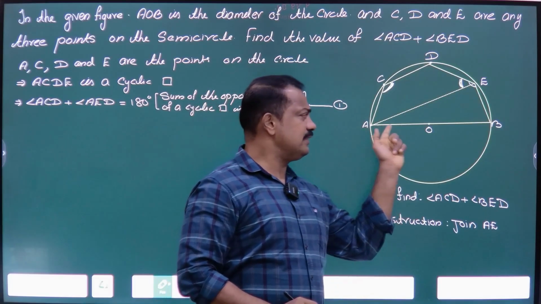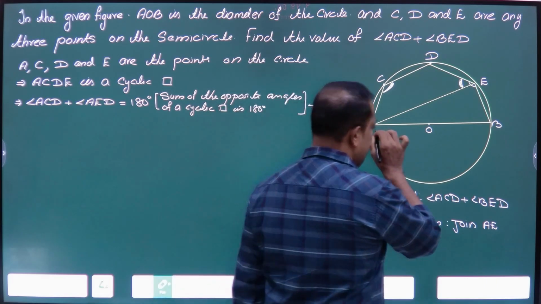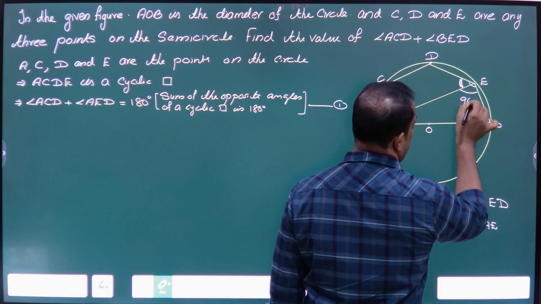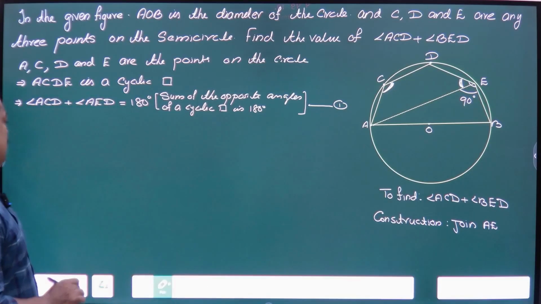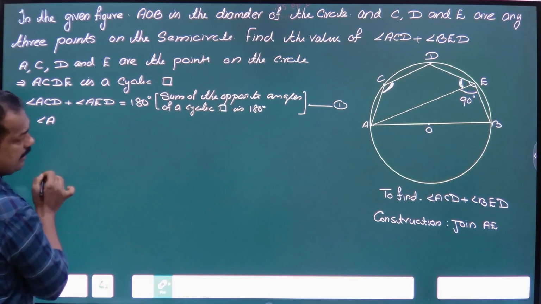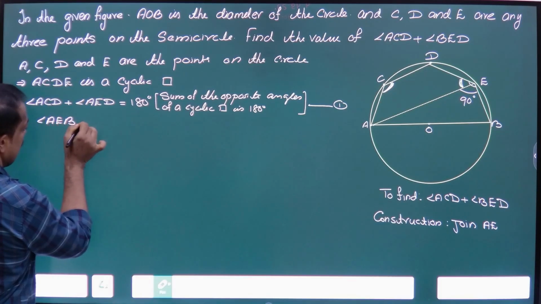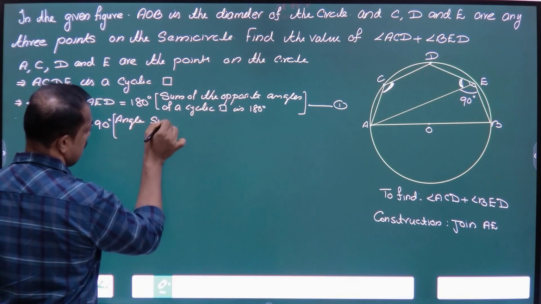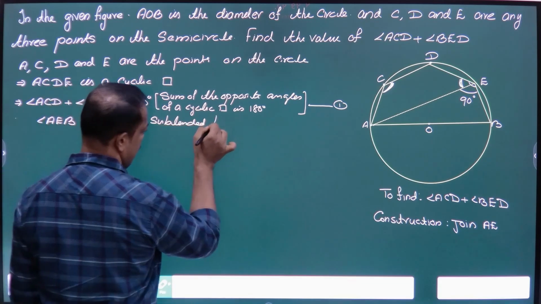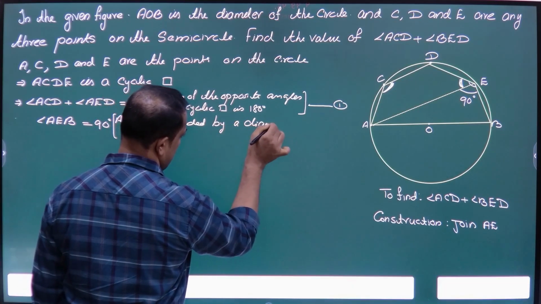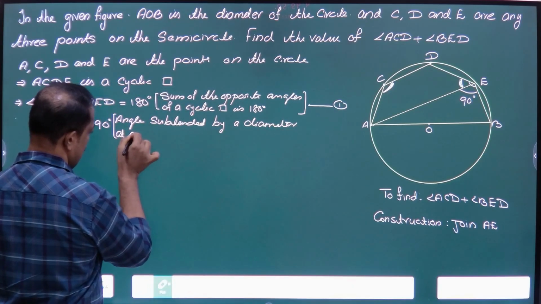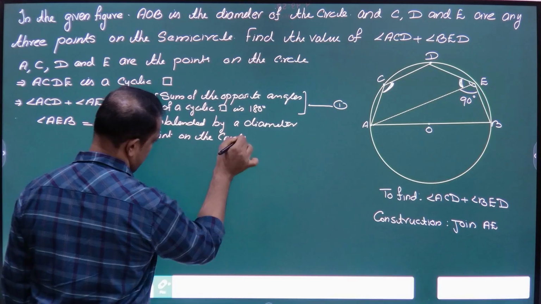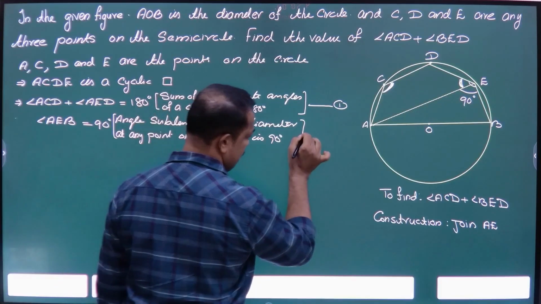Clear? Now look, what is AB? Diameter. Then what is the value of angle AEB? 90 degrees. Reason: the angle subtended by a diameter at any point on the circle is 90 degrees. Angle AEB is equal to 90 degrees. This is equation 2.